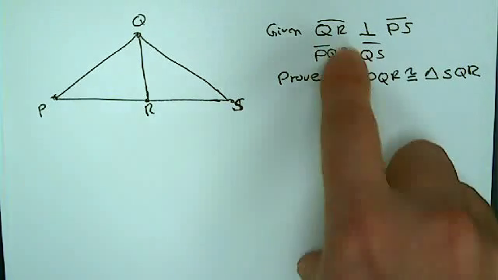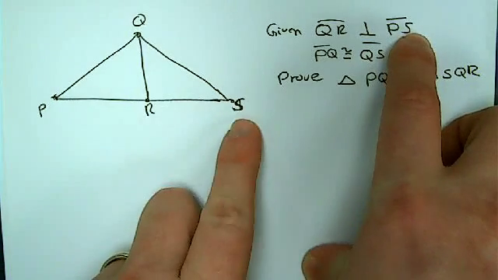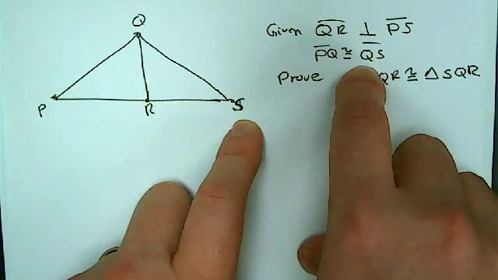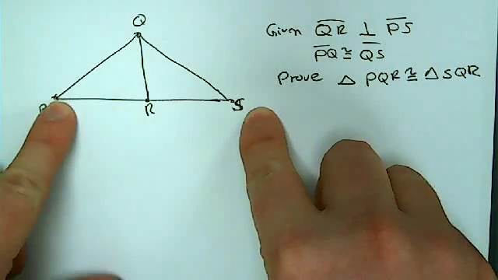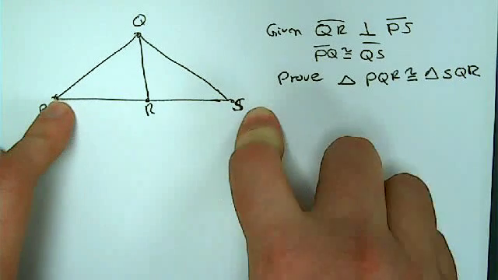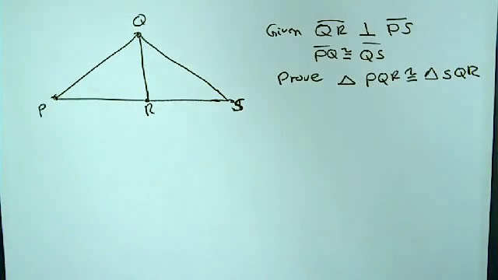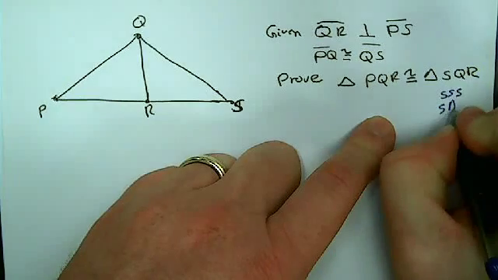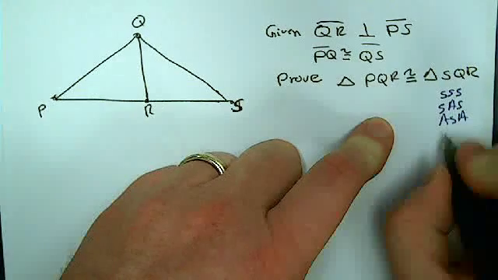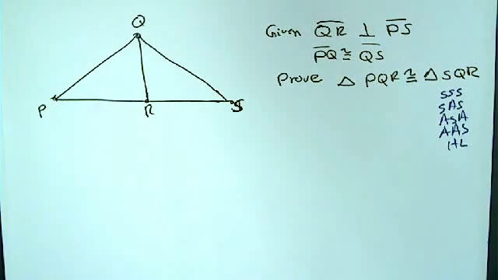All right, so the givens: QR is perpendicular to PS. PQ is congruent to QS, so these guys are the same. Do I have enough information to say that these two triangles must be congruent? I want to look at my list of possible causes: side-side-side, side-angle-side, angle-side-angle, angle-angle-side, and hypotenuse-leg. One of those five might be it.